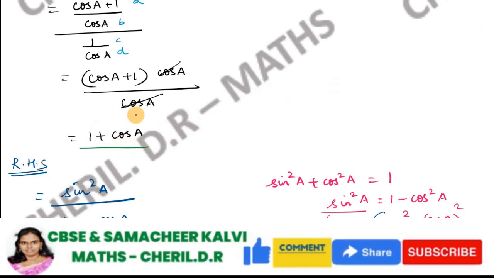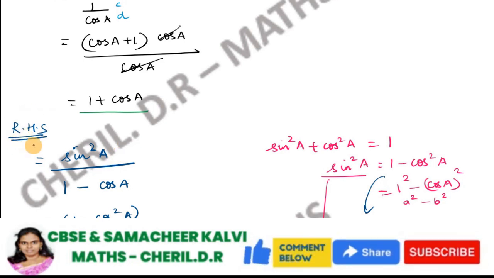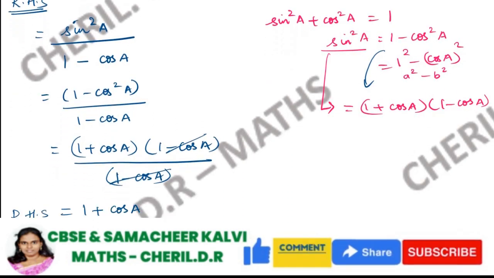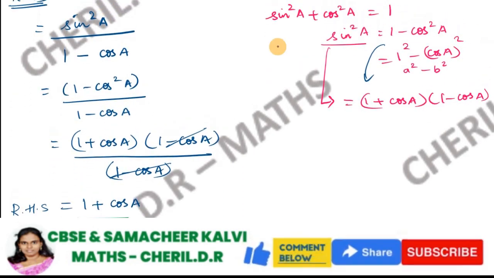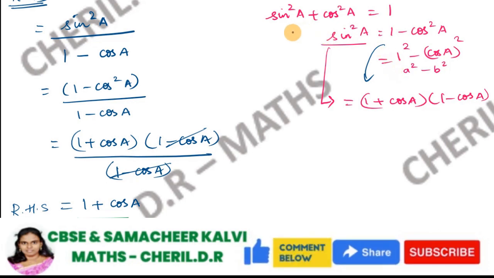So once you arrive at this, you are able to see that you are not able to prove it. The right hand side is little more complicated. So what we can do is, now taking the right hand side, we will try to check if you are going to get this. If you are going to get this, yes, you are right. Okay. So right hand side, again take the right hand side. So sin square A by 1 minus cos A. So for sin square A, I am using the trigonometric identity here. Sin square A plus cos square A equal to 1. So sin square A is equal to 1 minus cos square A. So it's 1 plus cos A into 1 minus cos A.